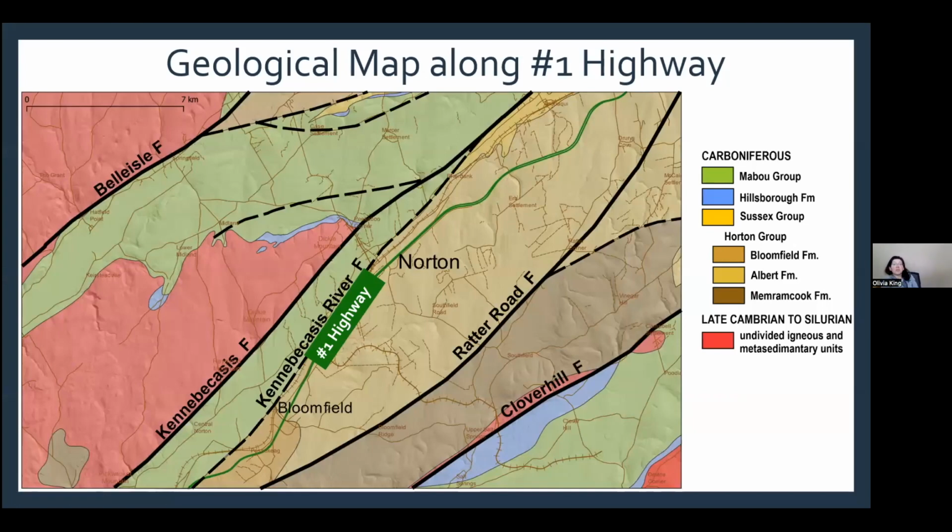So we've been doing geological mapping along Number 1 Highway. This is just a geological map with Number 1 Highway basically running through it as that green line, just for orientation.